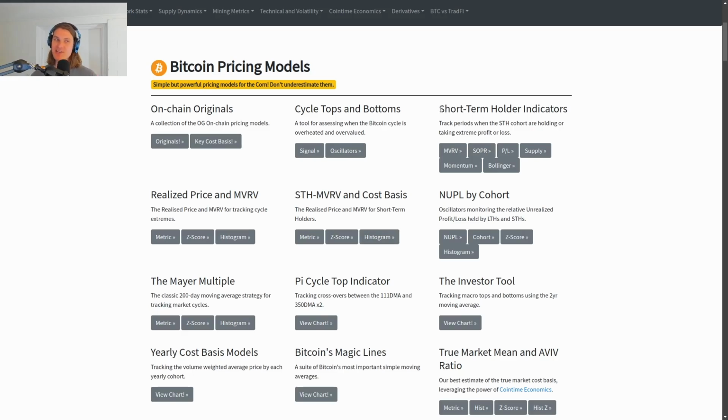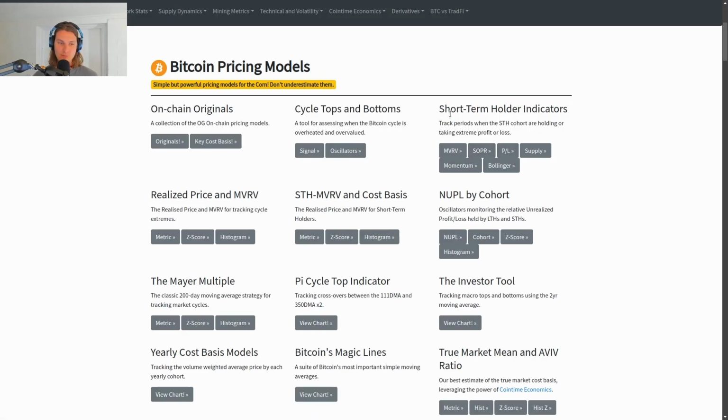Now, whilst they're actually technically not pricing models, this is something that I will solve in the next iteration. Short-term holder indicators are some of my personal favorites. The reason that they're up here at the top is because they are the ones that I will open up more often than anything else. So these are all under short-term holder indicators. And the reason they're up here, even though they're not technically a pricing model, is because these are super, super powerful. So we'll be solving that in the next iteration to bring these up and make it really obvious that these are powerful tools.